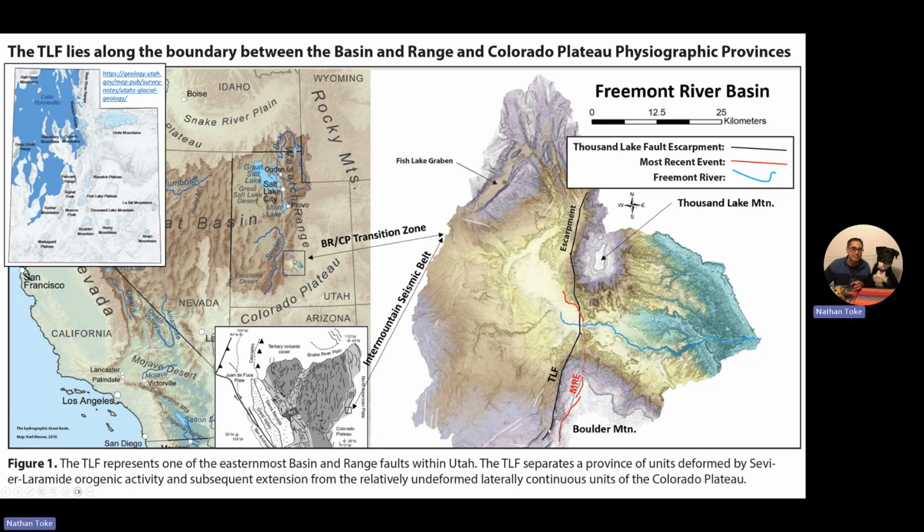This escarpment is aligned with continued faulting, which moves to the south and west of Boulder Mountain, and then additional faulting kind of between the Thousand Lake Fault and the Fish Lake Graben up to the north and west. And these traces of faulting continue further north and seem to align with the Joes Valley Fault and other such structures. So yeah, we're at the very edge of what we call the Great Basin and the Colorado Plateau.